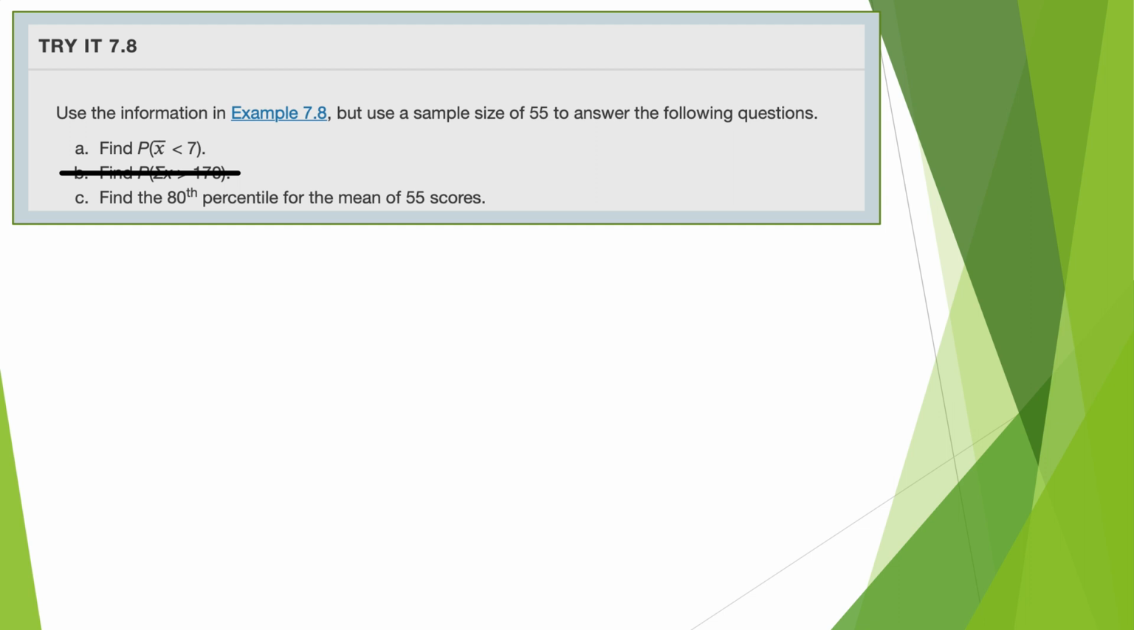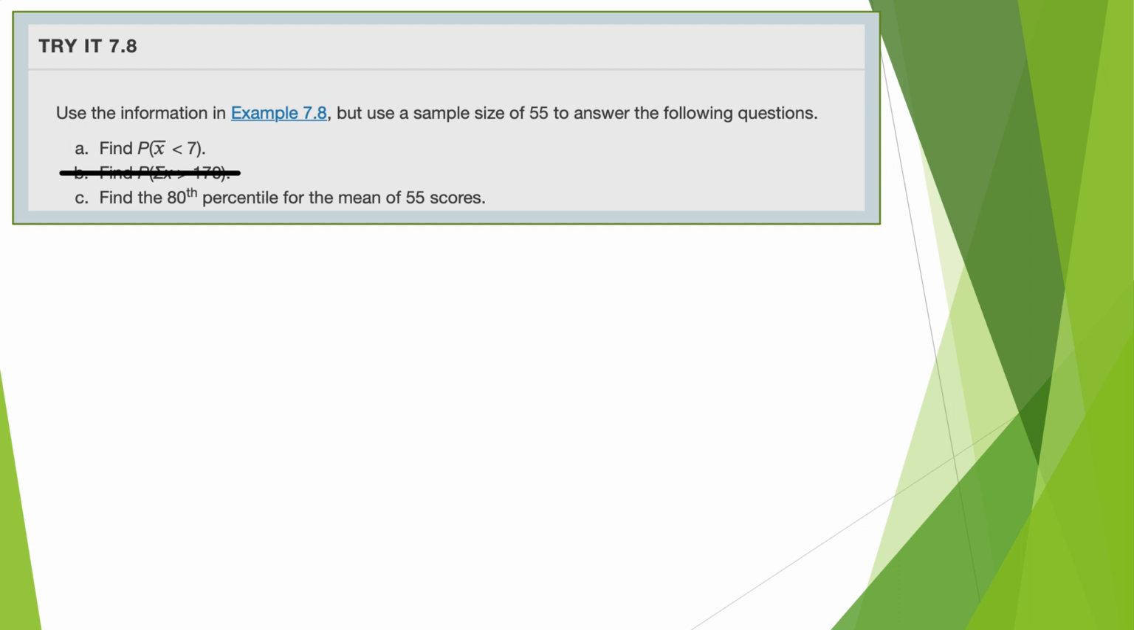Use the information in example 7.8, but use a sample size of 55 to answer the following things. Find the probability that X bar is less than 7 and the 80th percentile for a mean of 55 scores. Example 7.8 is the previous problem, but the difference is that now, instead of grading the scores 1 to 5 on stress levels, it's 1 to 7 on stress levels. So it's 1 to 7.